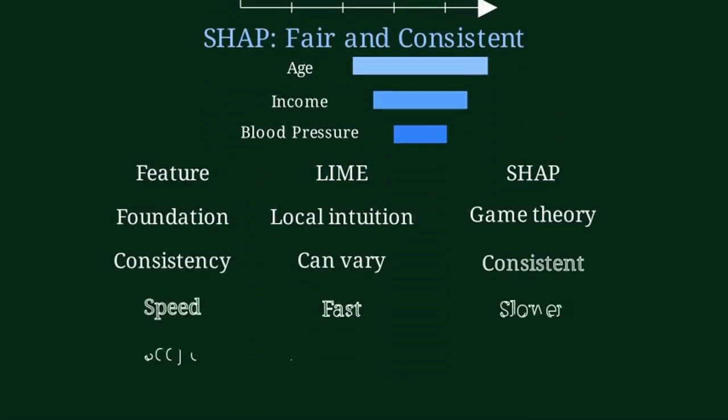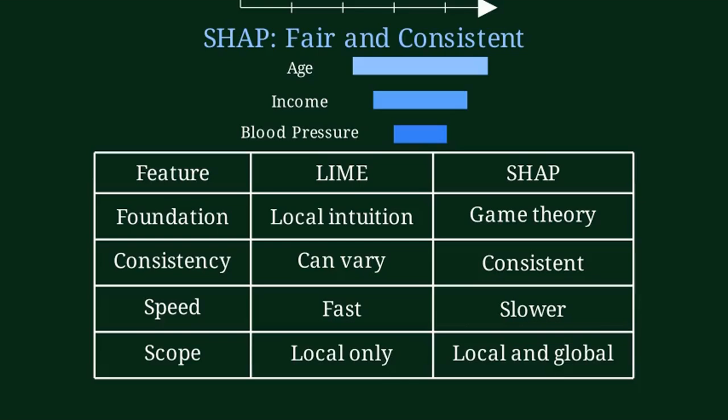Here is a quick comparison. LIME is fast and local but can be inconsistent. SHAP is slower but consistent and fair, and can explain both local and global behavior.